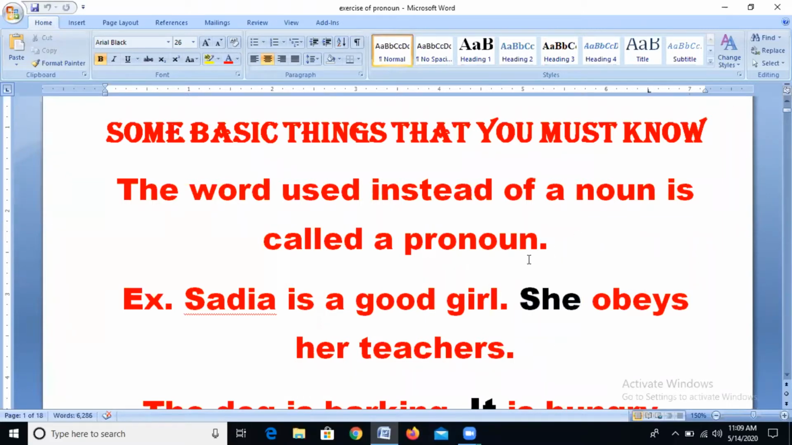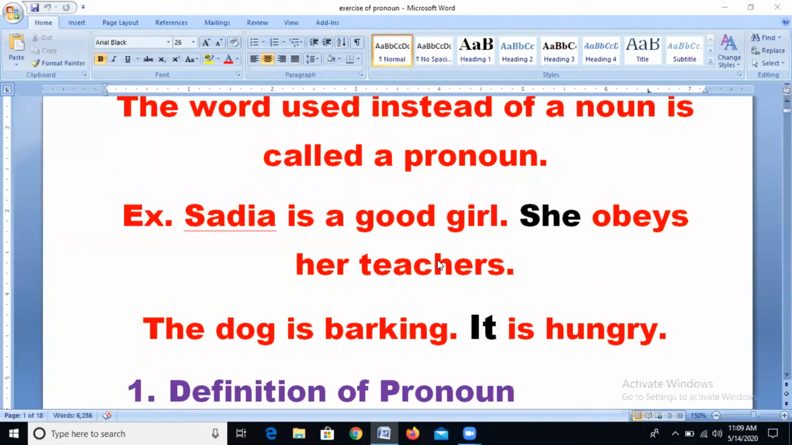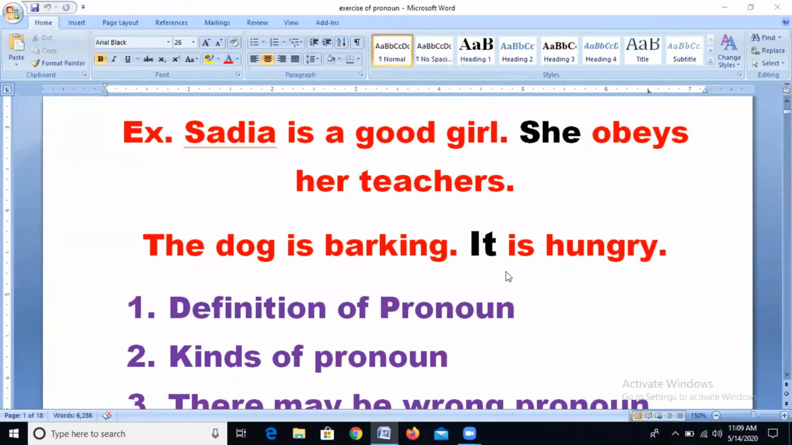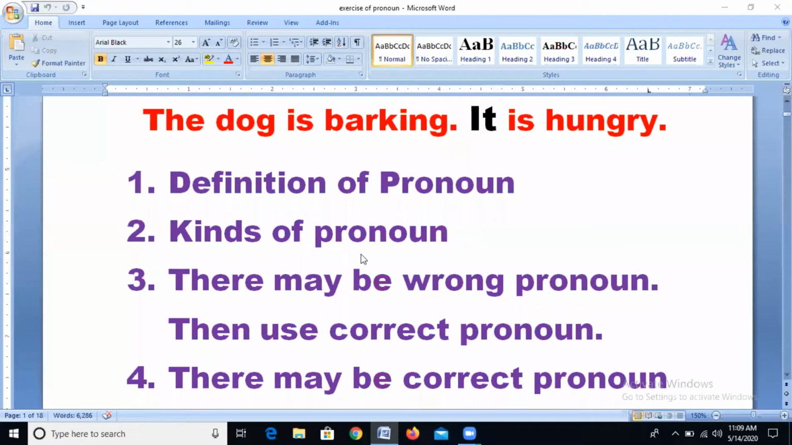Now, some basic things you have to know if you want to perform well in this particular topic. So what basic things should you know? The basic things include definition of pronoun, then kinds of pronoun. You know, pronoun is of 9 kinds. You have to know all those kinds very clearly. Suppose personal pronoun, possessive pronoun, interrogative pronoun, indefinite pronoun, reflexive pronoun. So there are these 9 kinds of pronouns. So you have to know all these pronouns.